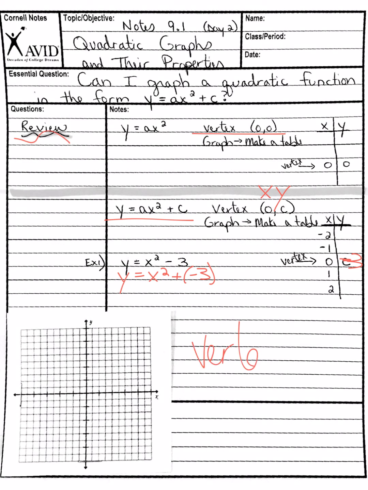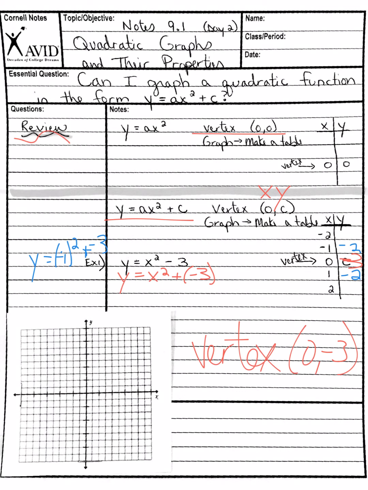So our vertex is 0, negative 3. You'll notice that I did put it right in the middle of my table. And we're going to plug in one value less than that 0, which is negative 1. Let's see what happens. y equals, in parentheses, negative 1 squared plus negative 3. Negative 1 times negative 1 is positive 1, plus a negative 3 would be a negative 2. Now, did we learn from yesterday that whatever we put in that's 1 away, if we go 1 the other direction, it's going to be the same answer.